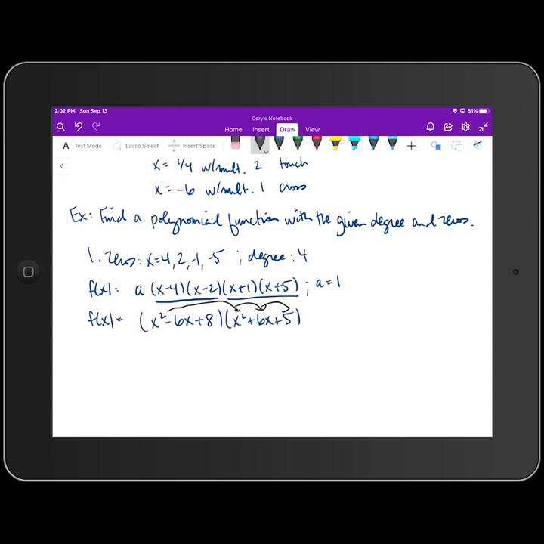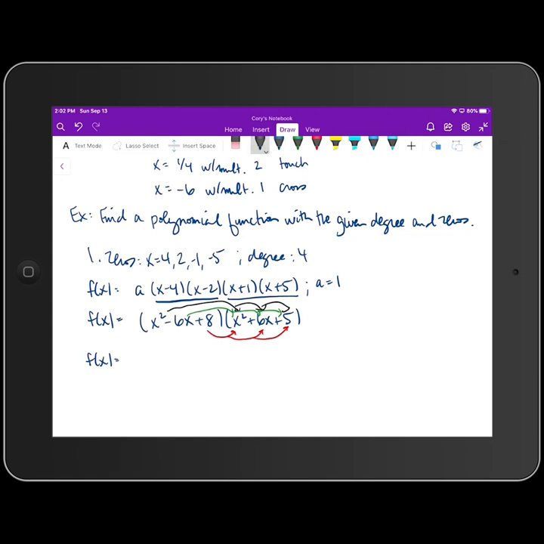I'm going to do that in black. And then I'm going to distribute negative 6x across all three terms. I'm going to do that in green. And then I'm going to distribute positive 8 across all three terms. And I'm going to do that in red. Okay, and then we're going to see what our resulting polynomial becomes.